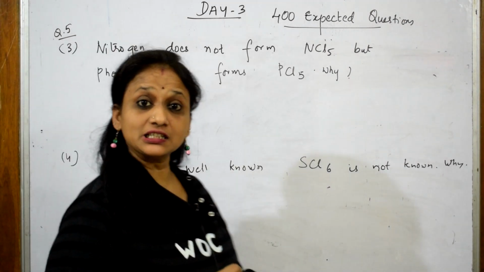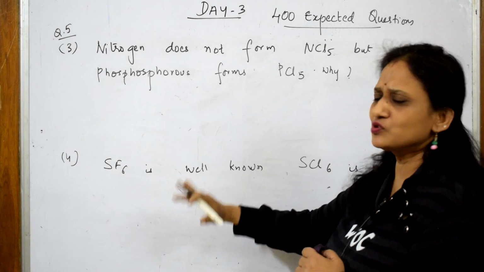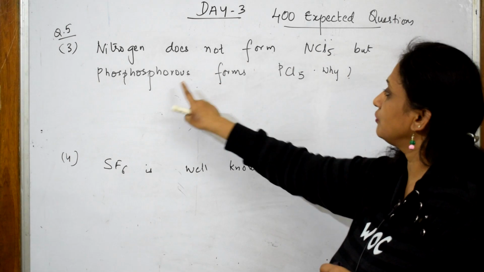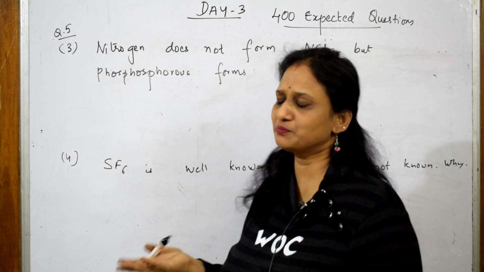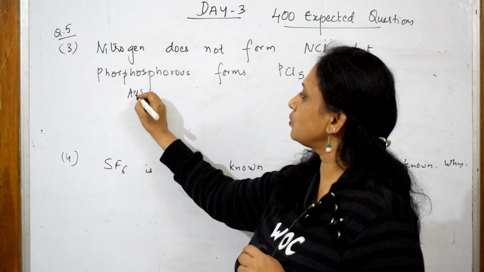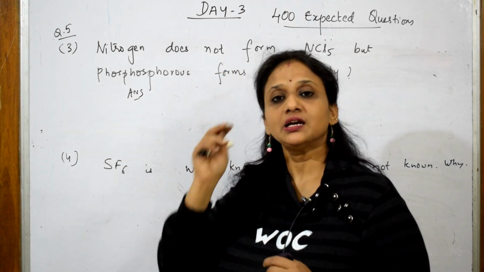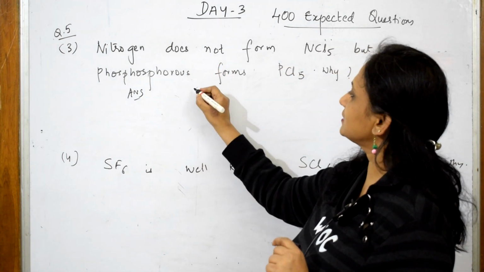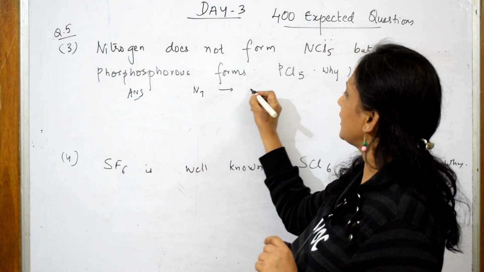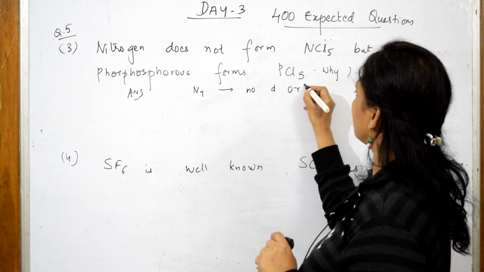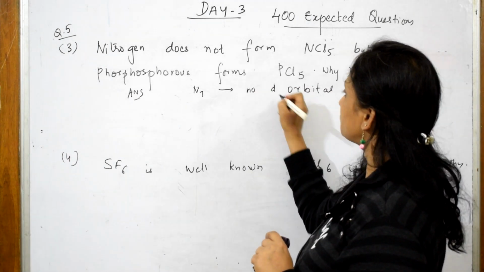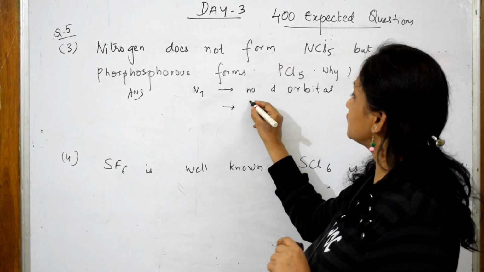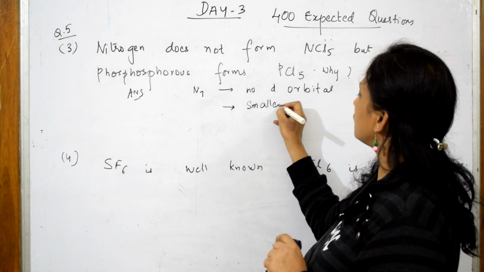Right. Now let us solve the third question and the fourth question. Almost similar questions, so I picked them up. Nitrogen does not form NCl5 but phosphorus forms PCl5. Why? Simple, students. Whenever they talk about a compound with a higher oxidation state, think about whether it has d orbitals or not. First concept: nitrogen does not have d orbitals. Point number 1. Then the next important thing: the size of the nitrogen atom is smaller.